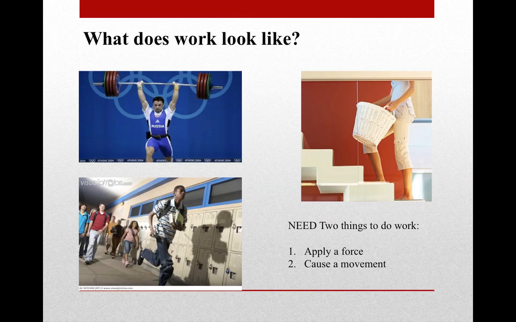So, to begin, what does work even look like? You might think you know what work is, but that may not always be true to the scientific definition. We have 3 examples here. First one, in the upper left, we have an Olympic weightlifter. He's a Russian. He's lifting a lot of weight over his head. The second example is here in the lower left-hand corner. It is a boy running down the hallways carrying books. And the third example is off to the right. It looks like a lady carrying up a laundry basket up the stairs.